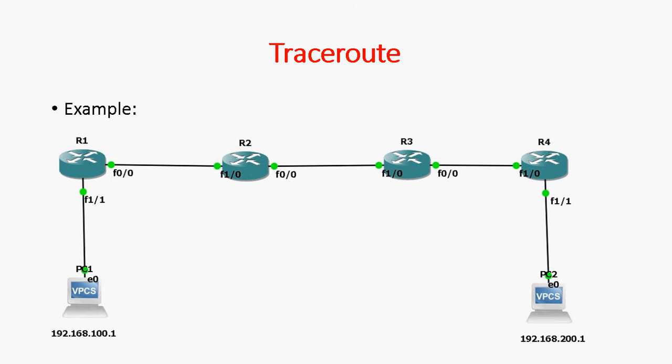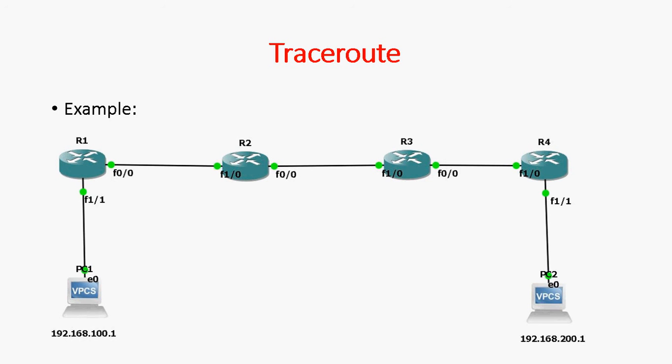If I know the IP addresses between R1 and R2, R2 and R3, and R3 and R4, I can ping those IPs and troubleshoot the issue. But in case I don't know the IP address between R1 and R2, or between R2 and R3, or between R3 and R4, how can we troubleshoot? Using traceroute, we can figure out the issues.